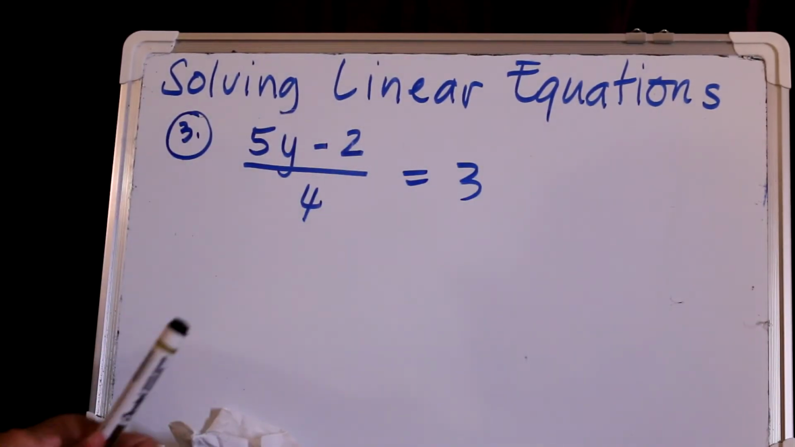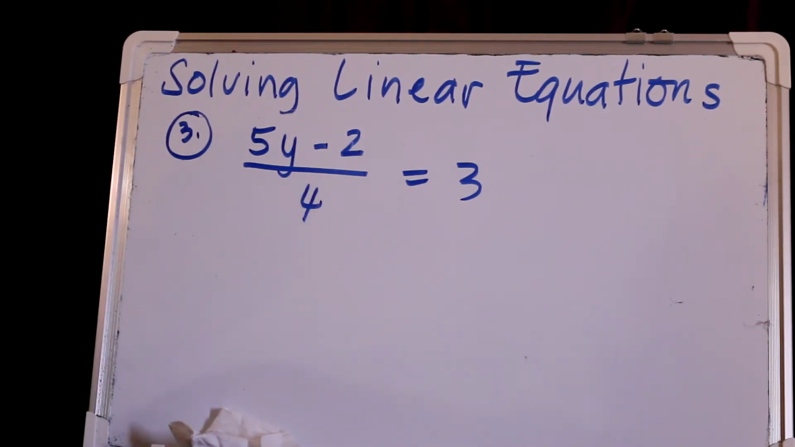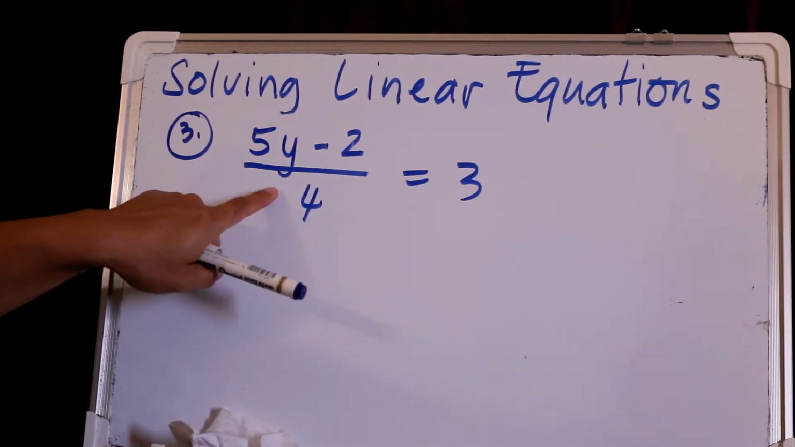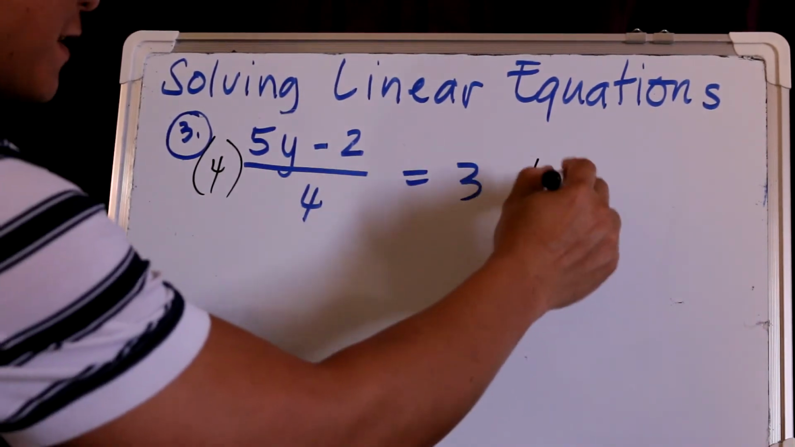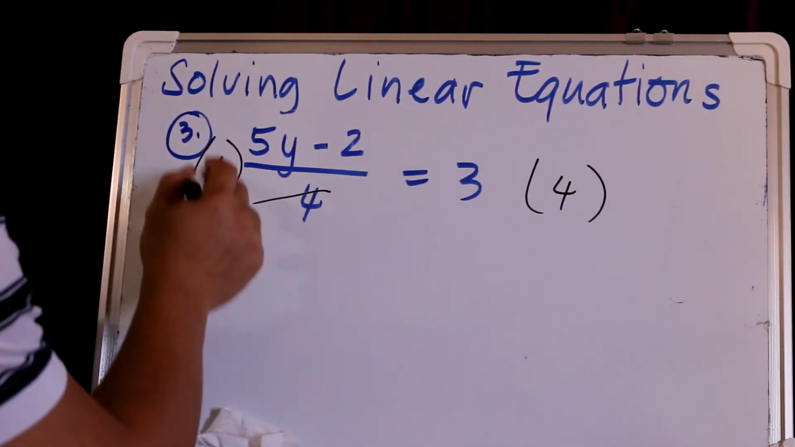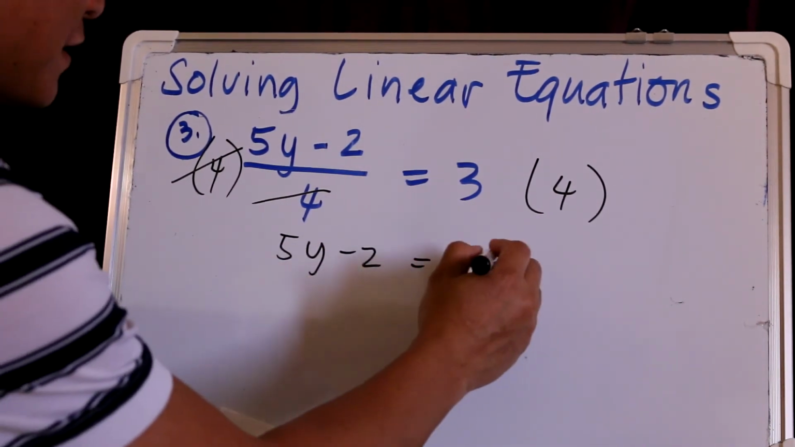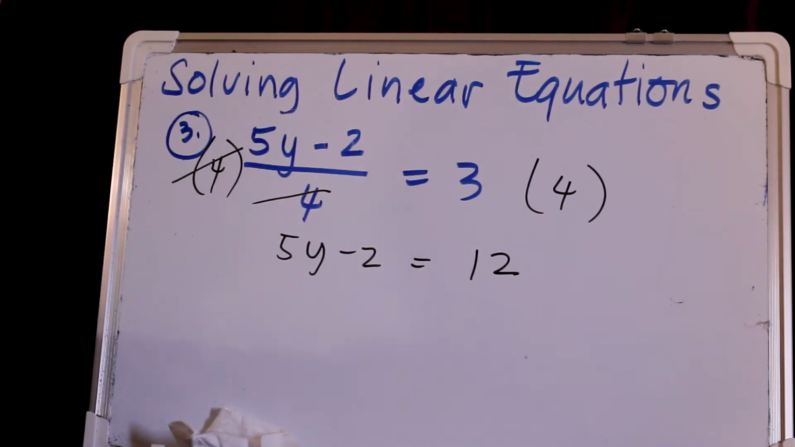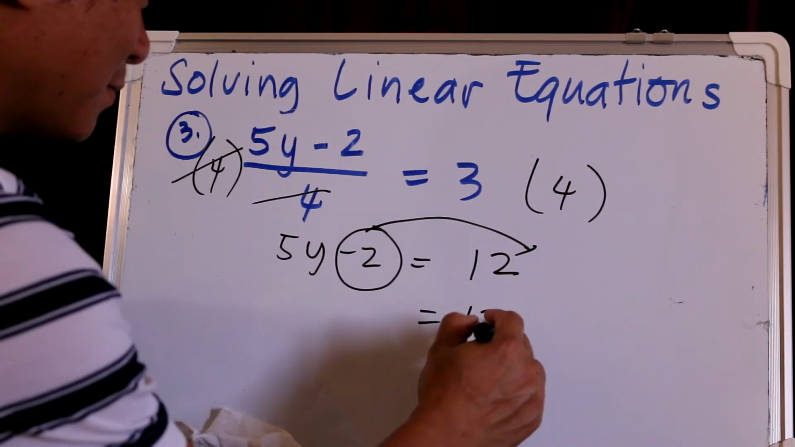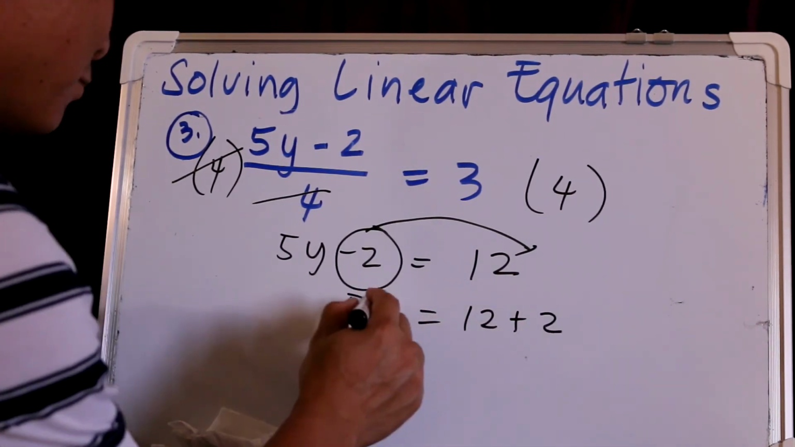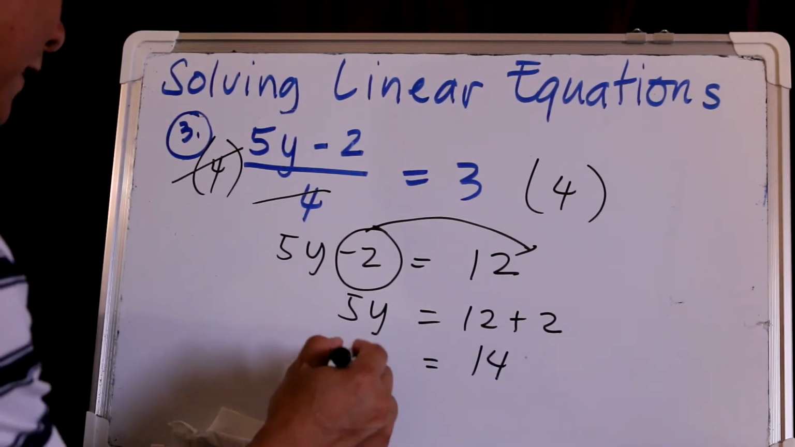Okay, so we have here (5y minus 2) divided by 4 equals 3. It is dividing by 4, so you will multiply with 4 both sides, times 4. Okay, so cancel out, you will have 5y minus 2, this is equal to 12. Okay, then minus 2 goes to that side of the equation, so 12 plus 2, that means 5y equals 14.